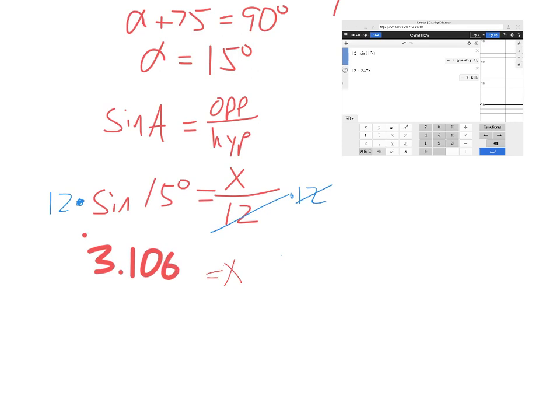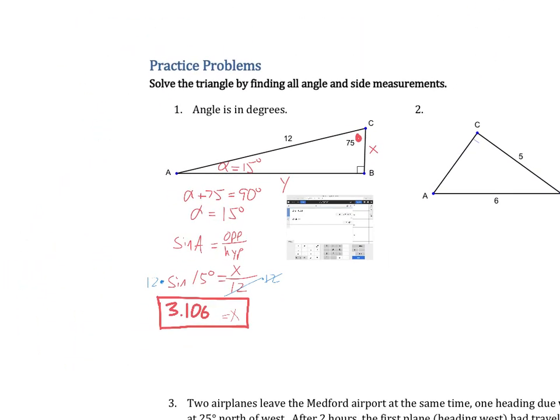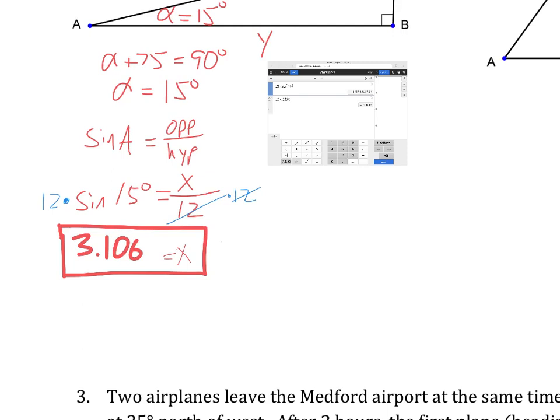I don't think the instructions here told us exactly what to round to, so we'll just leave it at that. That's good. What about y? Well, y is the adjacent. It's connected to or next to the angle. So we have adjacent and hypotenuse. So which ratio uses adjacent and hypotenuse? Well, that is cosine. Cosine of our angle is adjacent over hypotenuse.